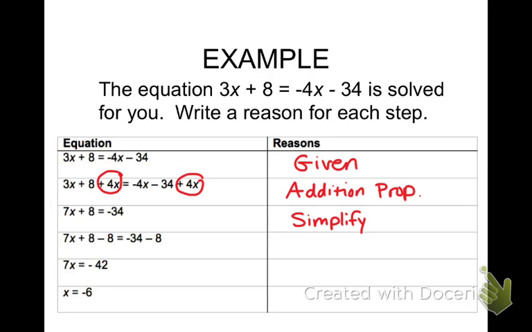Okay, so now from this line, what would you do next? Subtract 8. Notice that's what happened here. We subtracted 8 from both sides, so that would be which property? Subtraction property.